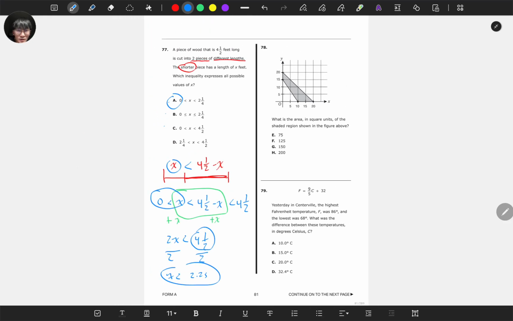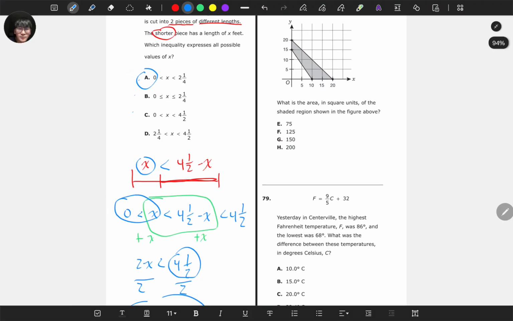78. What is the area in square units of the shaded region shown in the figure above? Okay. Notice that that shaded region can be found by first finding the area of this purple right triangle, and then finding the area of this yellow triangle. The fact that it's right is irrelevant here, okay? So just pretend I just said regular triangle, okay? So what you're doing is you're taking the purple triangle and then you're subtracting the yellow triangle, and that'll give you the shaded region, okay?